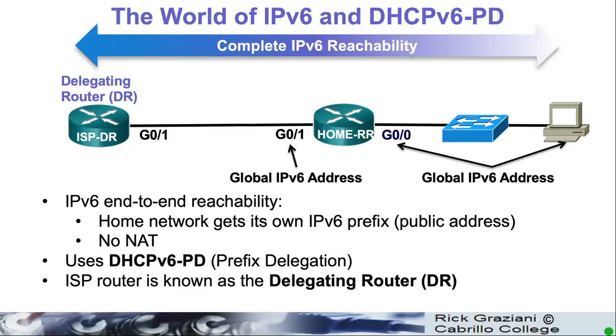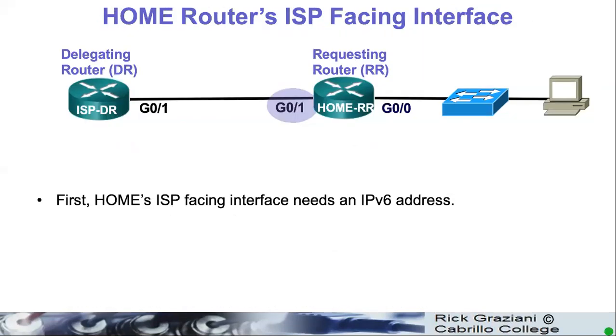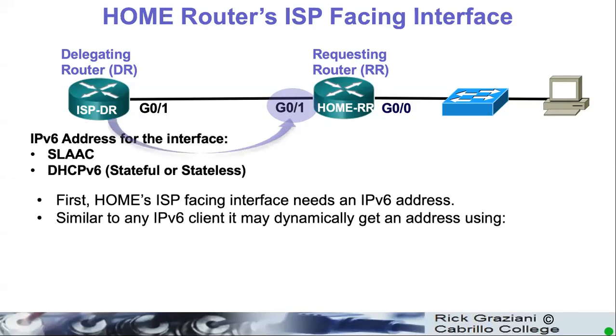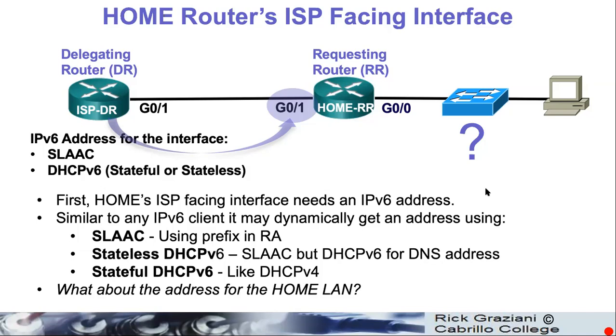Okay, so the ISP router is known as the delegating router. The home router is known as the requesting router. These are prefix delegation terms. First, the home router needs an address on its interface with the ISP. That can be attained either using SLAAC, stateless DHCPv6, or stateful DHCPv6. But what about the home network? Well, it's going to get its own IPv6 prefix.